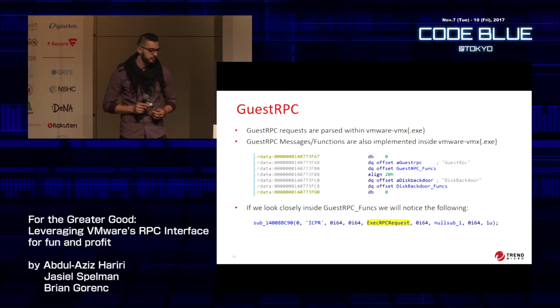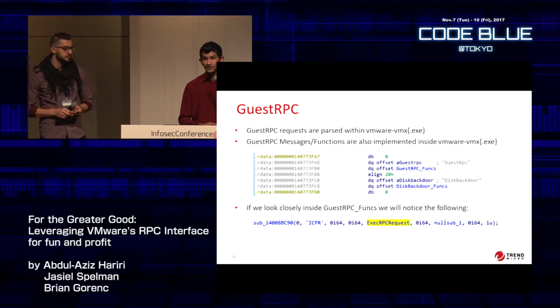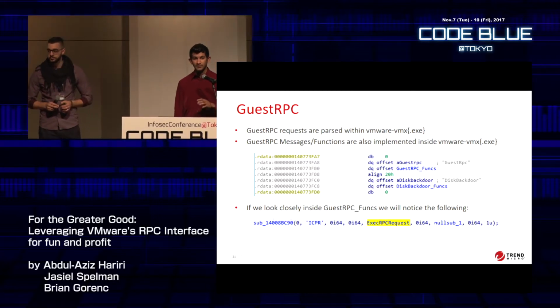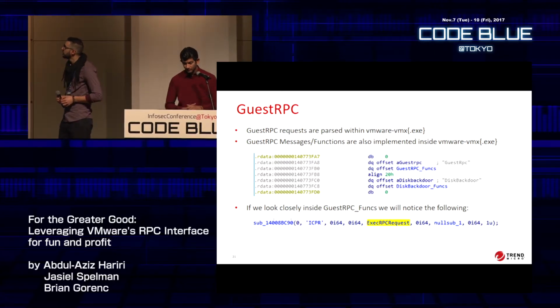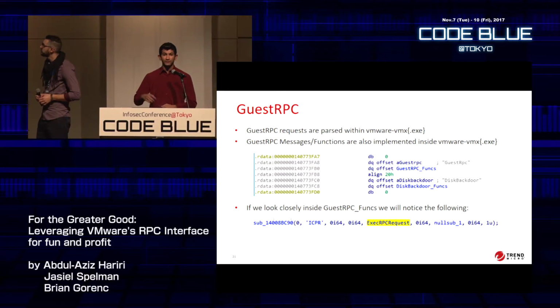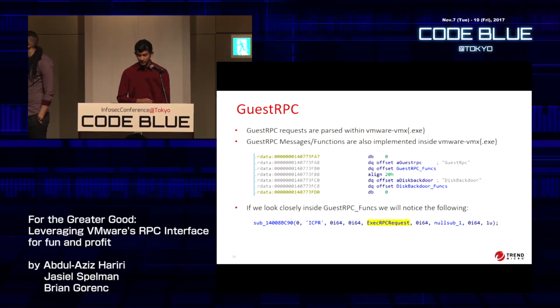As far as how this is implemented and how it all works, guest RPC requests are parsed within VMware-VMX, or VMware-VMX.exe if you're looking at Workstation on Windows. As a result, the functions and messages are also implemented and parsed inside VMware-VMX. So if you take that binary and throw it into IDA or any disassembler and then do a string search for guest RPC, you can look at the cross-references to guest RPC, and right below it, you'll see a reference to a function, guest RPC funcs.